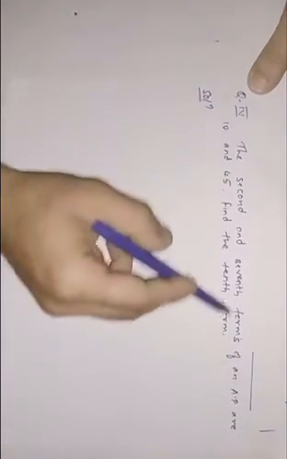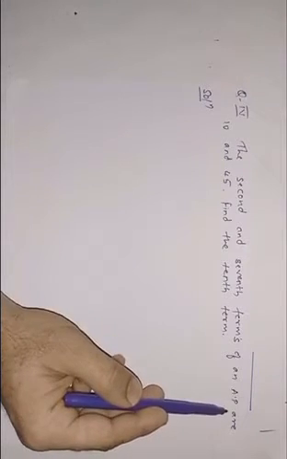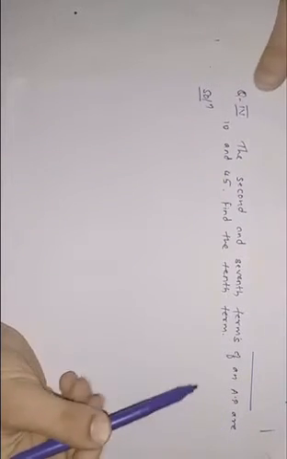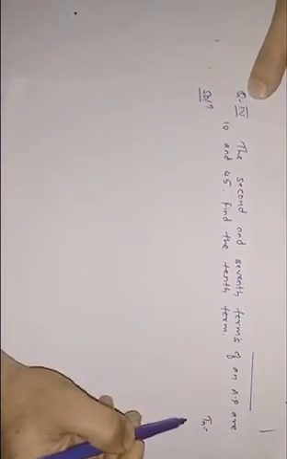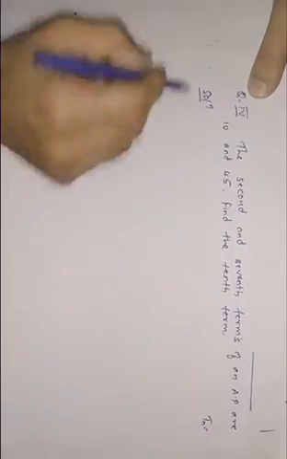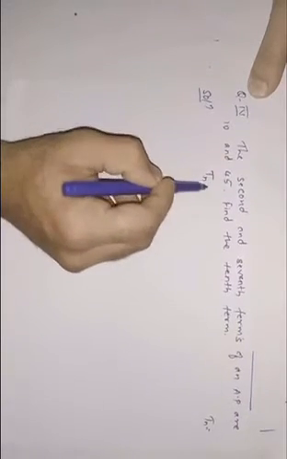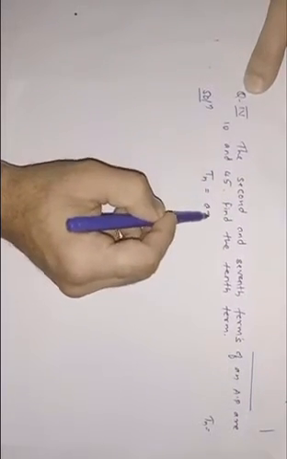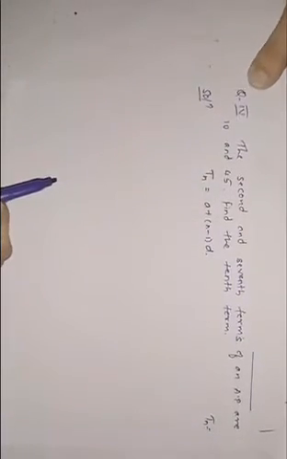So the second and seventh term of AP, as we all know, AP is represented by Tn. So what is the formula for nth term of AP? That is Tn is equal to A plus n minus 1 D. This is the formula which we are going to use in this question.